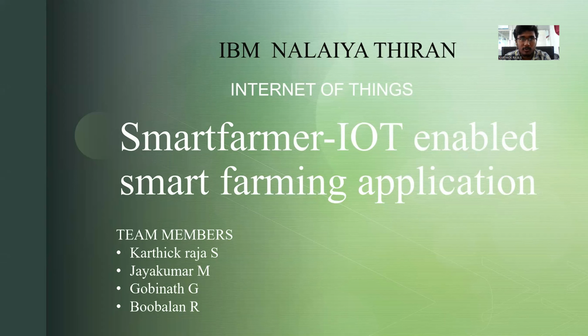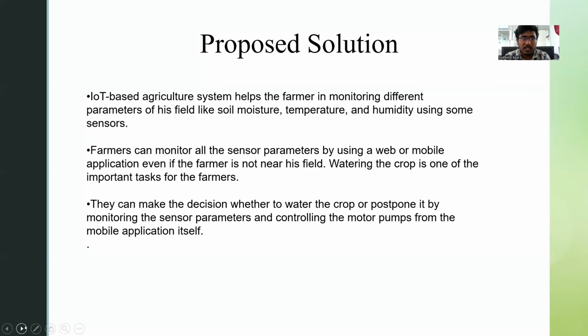The problem statement of our project is that when the farmer uses an automated irrigation system, it could sometimes lead to over irrigation. So our proposed solution is using IoT in the agriculture system, so the farmers will be able to monitor the moisture, temperature, and humidity from any remote locations. The farmers could also control the motor pumps for the irrigation using the mobile application and web application itself.